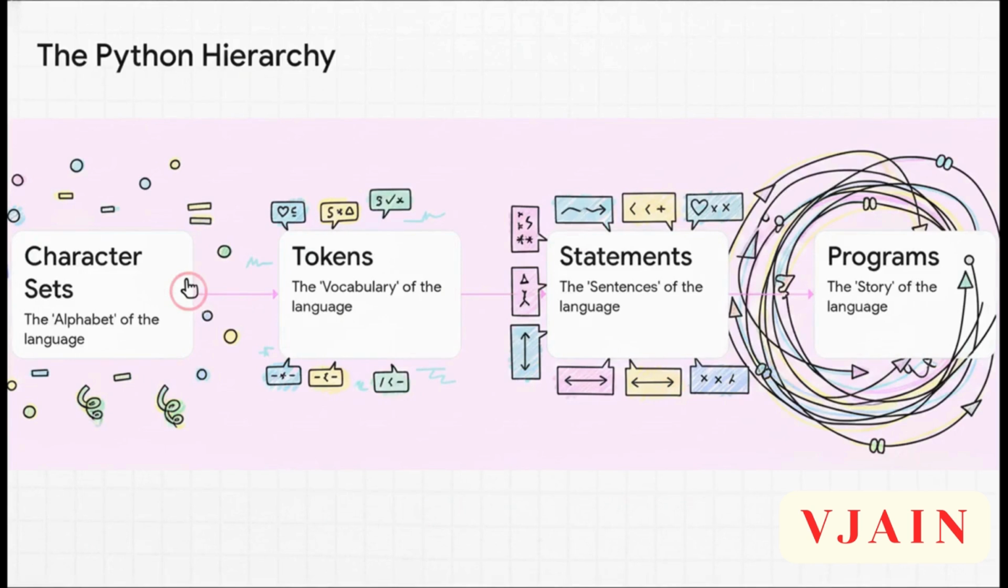All right, so here's our roadmap for this explainer. We're literally going to build a Python program from the ground up, starting with the absolute smallest pieces and working our way higher. We'll go from individual characters to words to sentences and finally to a complete story. Let's dive in at the very beginning.